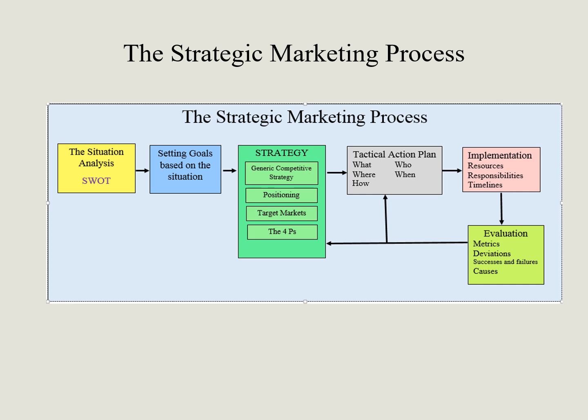The tactical action plan then follows. That is, those are the factors that we use, or the actual action plan that we use to make that strategy come to life. We talk about implementation. We implement that strategy, and then we evaluate it to see if we're actually going where we thought we were going, or whether there needs to be a modification to the strategy, to the action plan, or the implementation procedures.